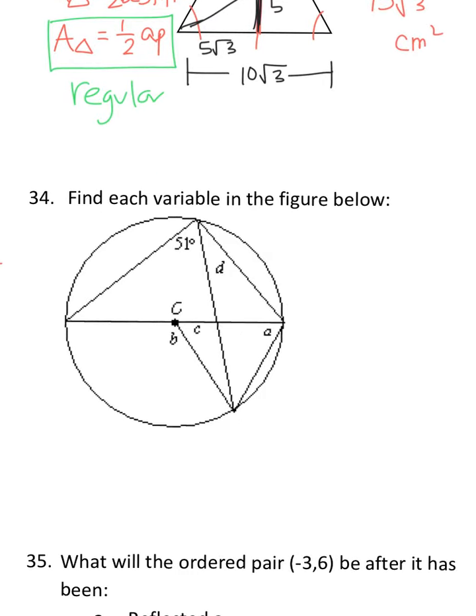And then 34. Find each variable below. So use your knowledge about inscribed angles. So if I know this whole part is an inscribed angle to a diameter, so these two have to add up to 90. So angle D needs to be 39.